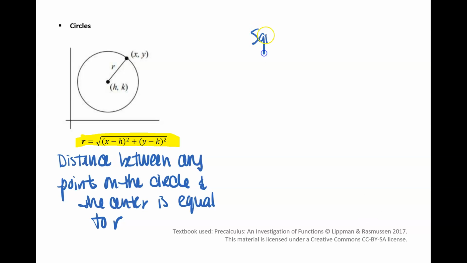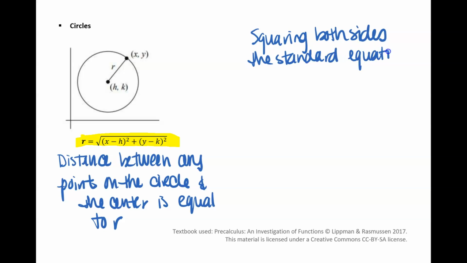So this is the distance between any point on the circle and the center is equal to your r, your radius. And so we can see from this that if we were squaring both sides, the standard equation, you're going to see that word, standard equation, would be, so let's look at this.